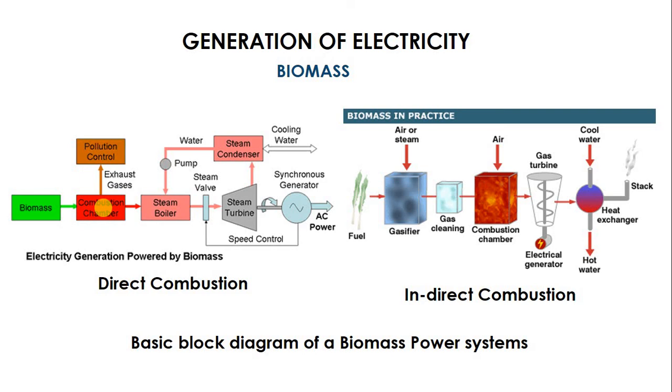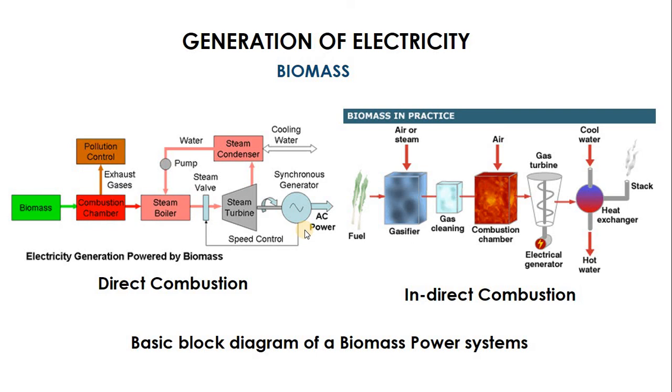So if it is fiber or sawdust, you take the sawdust into the combustion chamber and you burn it, just like the way the coal was sent into the boiler and it's burnt. Here we send the biomass directly into the combustion chamber and fire is set to it. It is set ablaze, it burns, and the heat is used to boil water to produce steam, to drive a steam turbine to generate power.